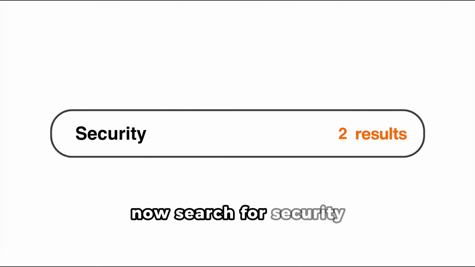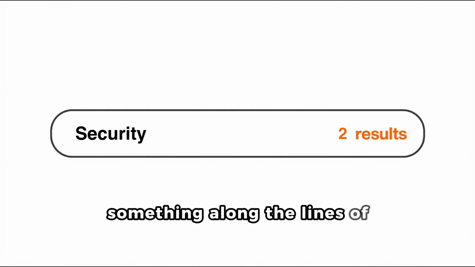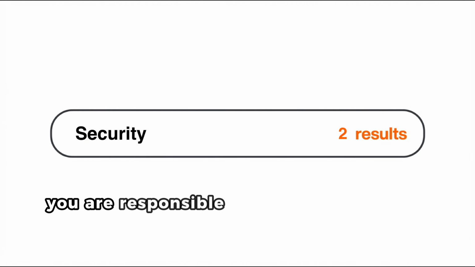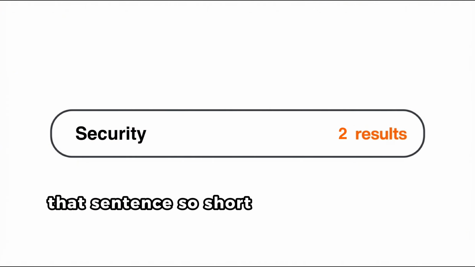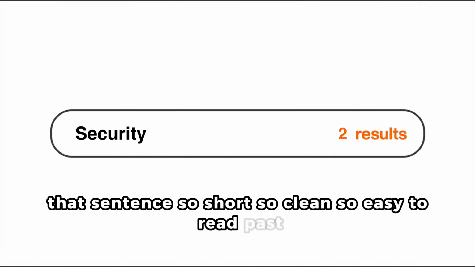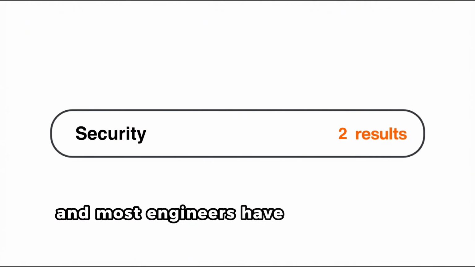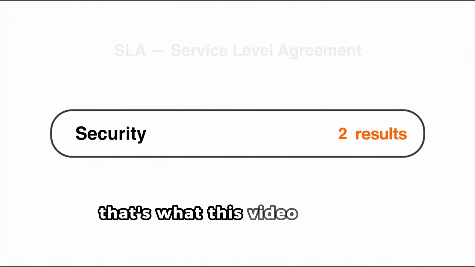Now search for security. You might find a line or two. Something along the lines of, the provider is responsible for the security of the cloud. You are responsible for the security in the cloud. That sentence, so short, so clean, so easy to read past, is doing an enormous amount of work. And most engineers have never stopped to think carefully about what it actually means. That's what this video is about.